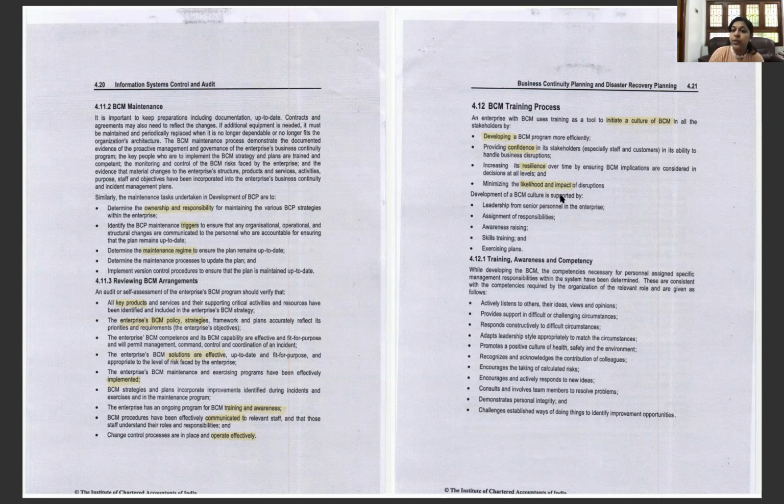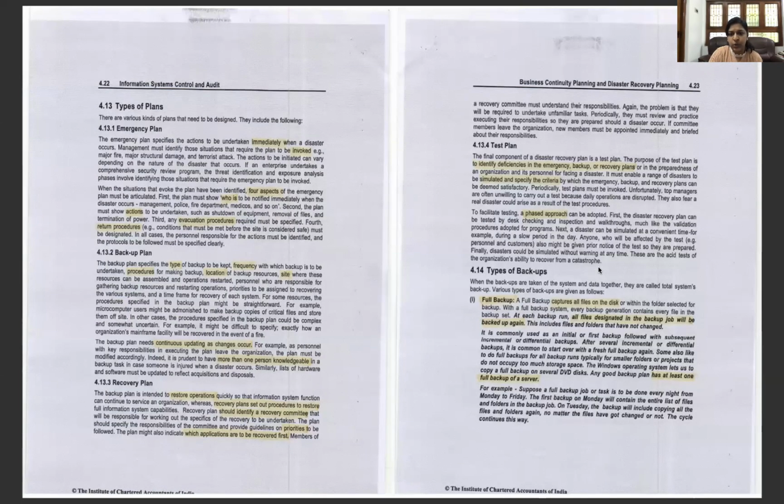Okay, and it should be supported by visible leadership from senior personnel. There should be one person in top management who is going to support it for the budget and for maintaining it up to date and everything. The roles and responsibilities should be assigned, awareness should be raised, and skill training must be there, and the plan must also be exercised. Training, awareness, and competencies. You can give it one read, and this part is very easy to handle.